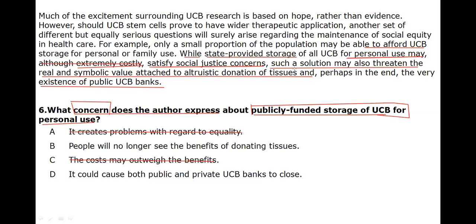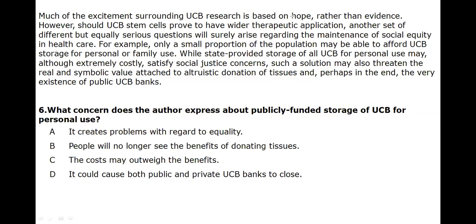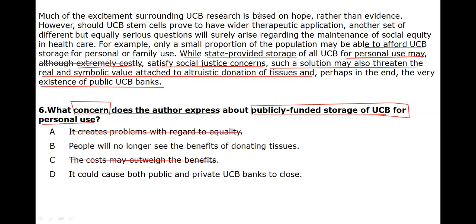But what would happen is the main concern that the writer is expressing here is that such a solution may threaten the real and symbolic value. This is the main concern. Remember, this is a very, very important strategy for reading part C text. Whenever a sentence is used with while or although, that's less of a concern. The major concern is the one which comes after while or although sentence.